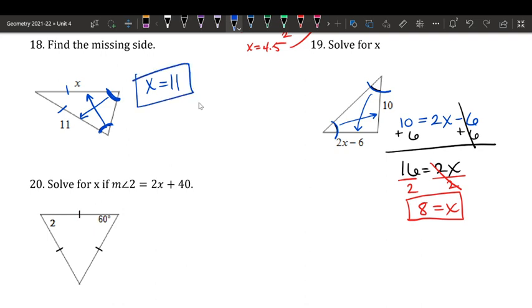Okay, on number 20, it says to solve for x if the measure of angle 2 equals 2x plus 40. Okay, so I know that the measure of angle 2 is 2x plus 40, and that's right here. So that is 2x plus 40. And see, what else do I know by looking at the picture?